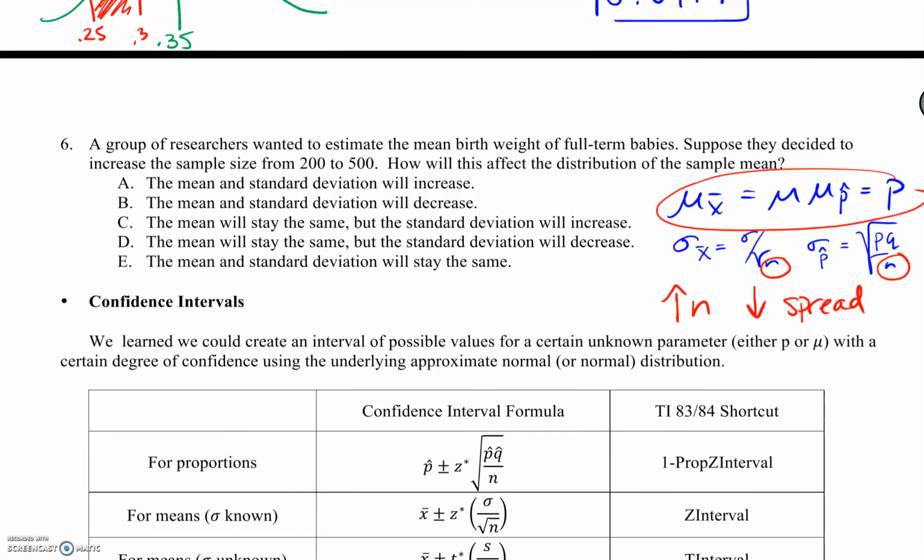That stays put. So this question says, okay, we want to talk about sample means, and we're going to increase the sample size. Well, if we increase our sample size, it's going to bring down our standard deviation. Mean will stay the same because it doesn't get influenced. There's your answer choice. So that's it. That's all we need to know about sampling distributions.